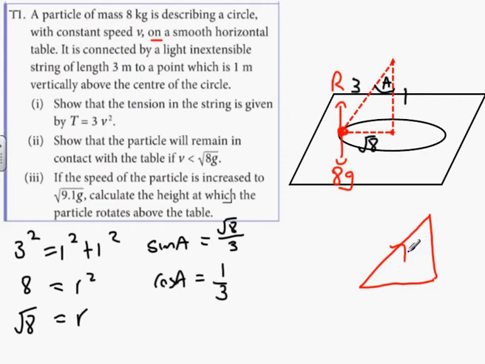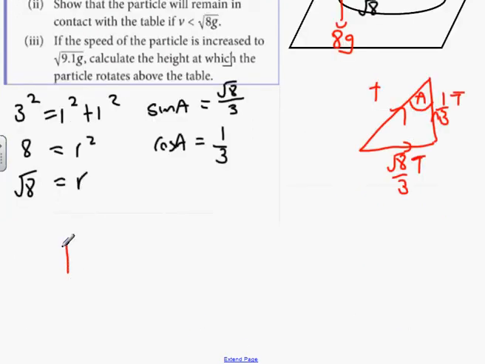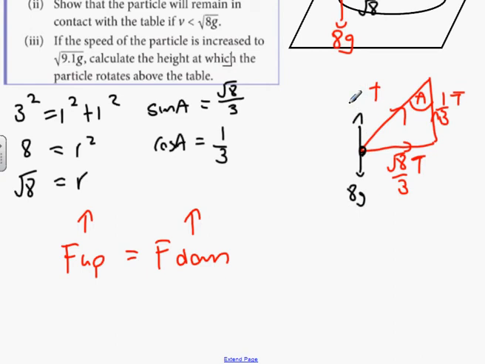Okay, it's going to be hard to find. Now, what we're going to do here is T up this way, A this way, T cos A in this direction, which is 1/3 T, and T sine A, which is root 8 over 3 T to the right. Then F up equals F down. And we forgot our 8g going downwards and our R going upwards. So R plus 1/3 T equals 8g.